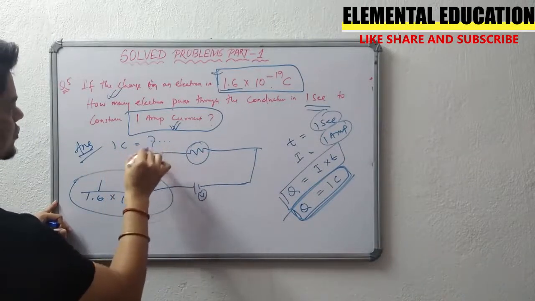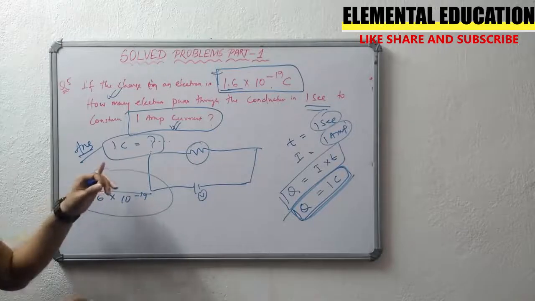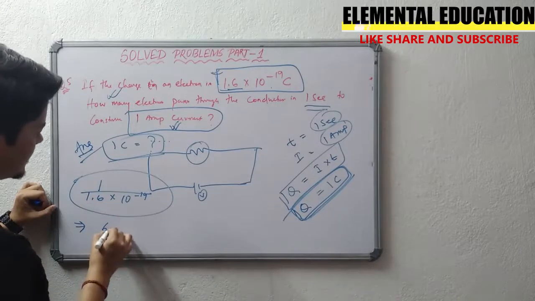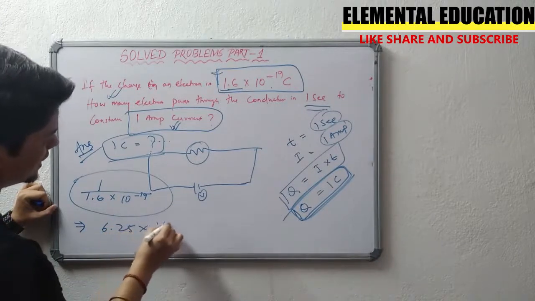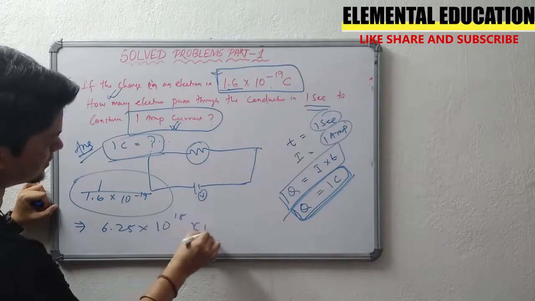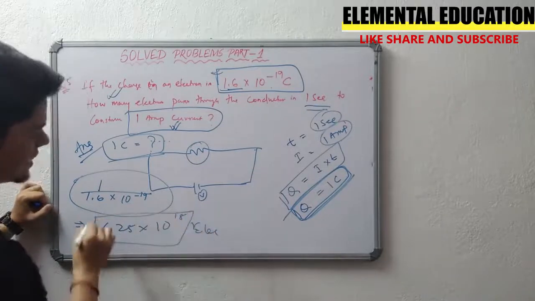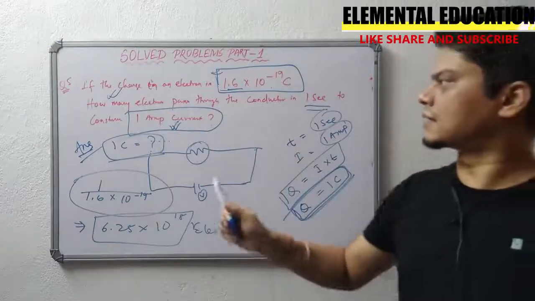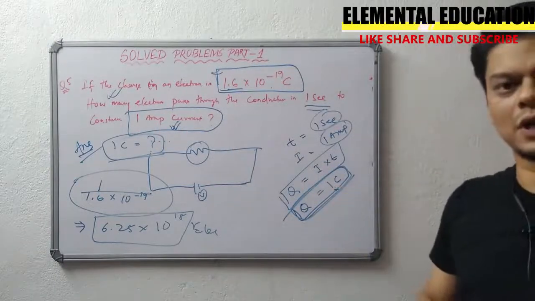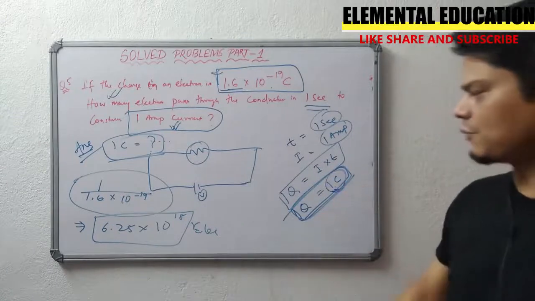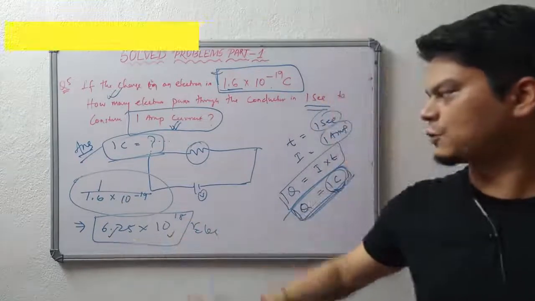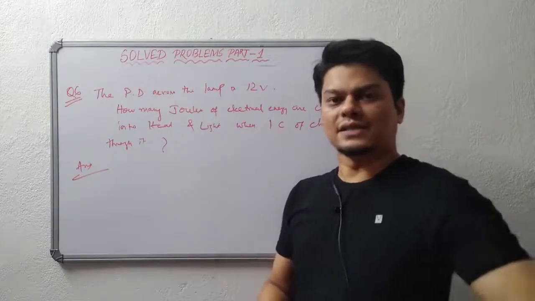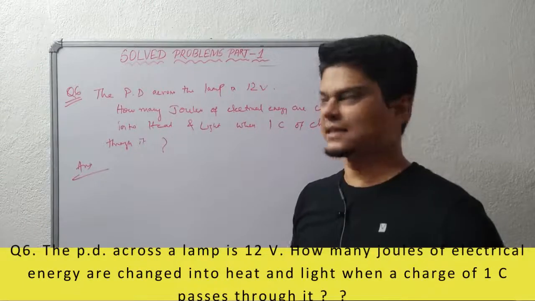So how many electrons we should find out? 1 coulomb of charge is how many electrons we have to find out. Now this is 6.25 into 10 to the power 18 electrons. This is the answer. How many electrons pass through the conductor? 1 coulomb of electrons pass through the conductor. So 1 coulomb of electrons is how many electrons? 6.25 into 10 to the power 18 electrons. This is our answer. So guys, question number 6 is like this.